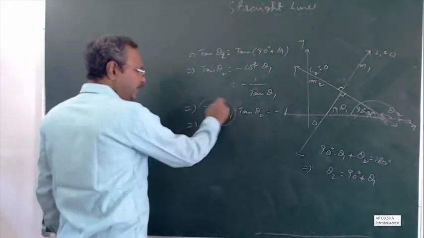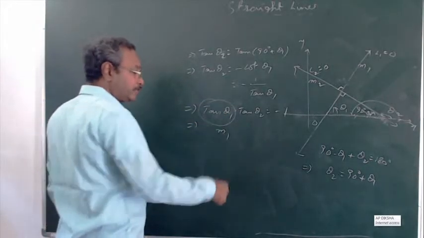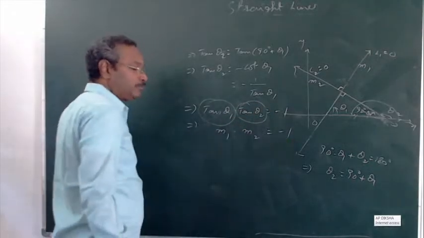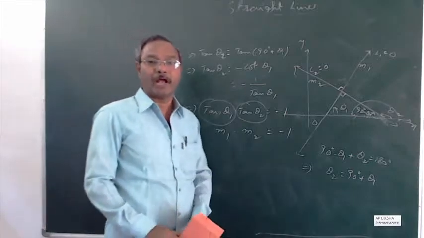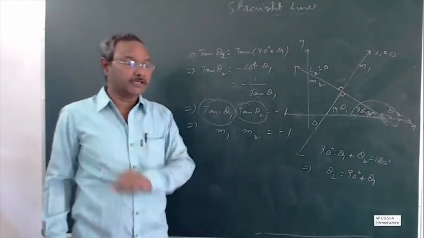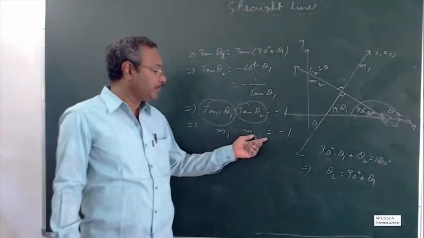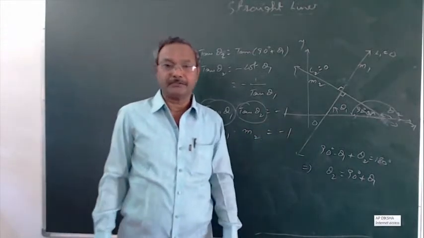But what is this tan theta 1? That is m1. What is this tan theta 2? It's m2. So m1 into m2 is equal to minus 1. So the condition that the two lines are perpendicular to each other is m1 into m2 is equal to minus 1.